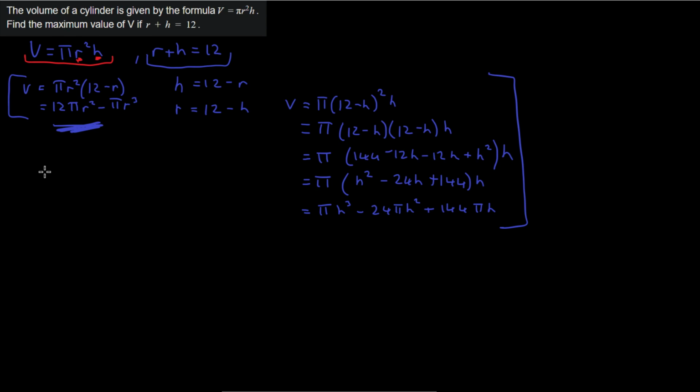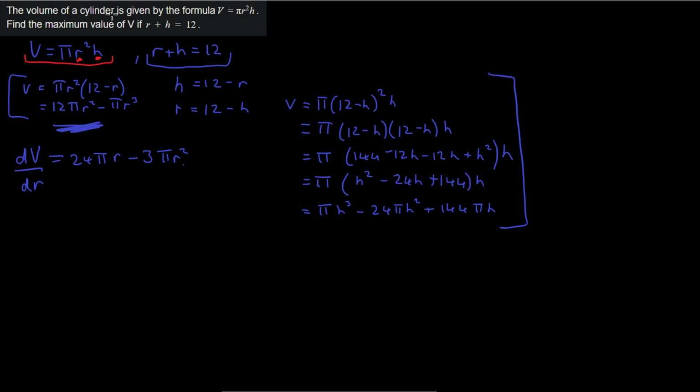We want to maximize v. So if we see the word maximum, maybe minimum, we want to derive. We couldn't derive before because we had two variables. Now though, we've just got the r, which is quite nice. Let's derive this. So this is 24 pi r minus 3 pi r squared. Lovely. But this is the derivative.